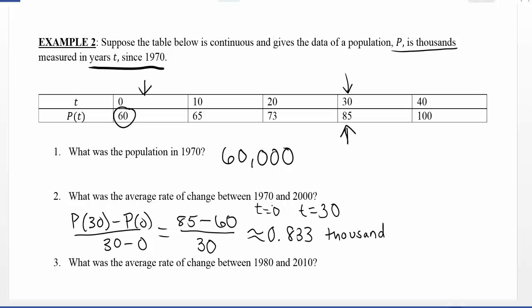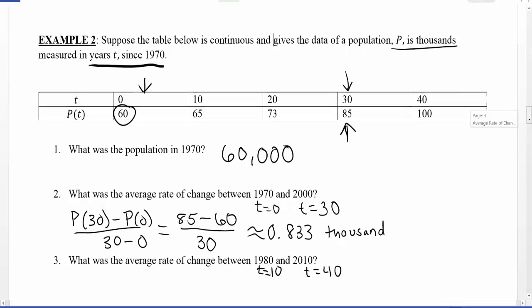Similarly, if we wanted to find the average rate of change between 1980 and 2010, we first need to figure out what our corresponding t values are. So 1980 is going to correspond to t equals 10, because that's 10 years after 1970. And 2010 is going to give us t equals 40. So again, we can use the notation with the p here because we don't have an f of x, we have a p of t.